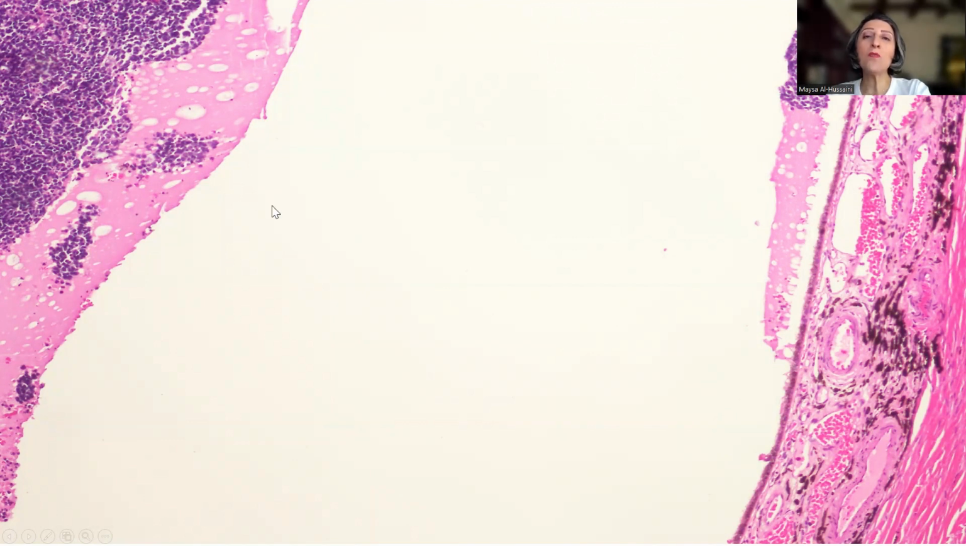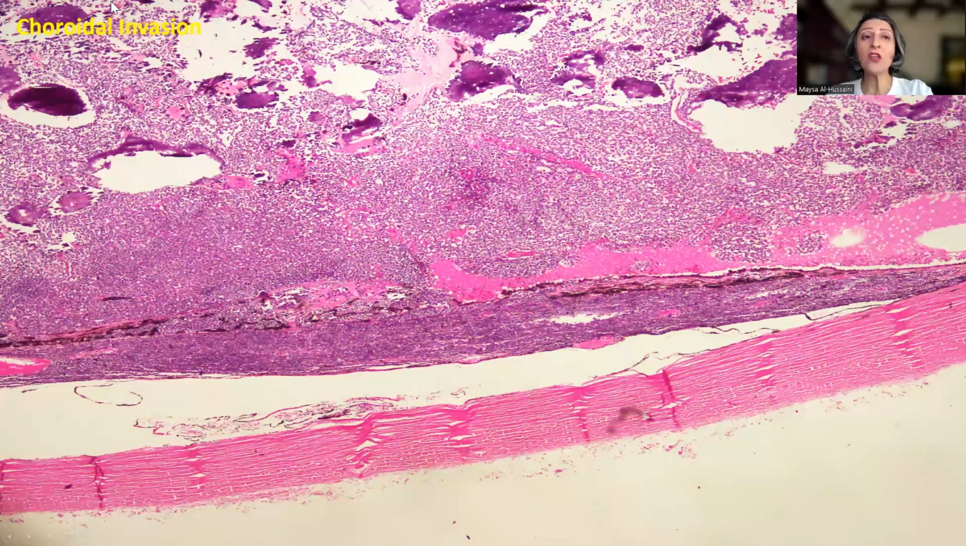But what is really important to report, and we should never release a report on retinoblastoma without commenting on two important structures, which is choroidal invasion and optic nerve invasion, because these are determinant of, for most part, the stage as well as the prognosis for the patient. So choroidal invasion is number one that we should really make sure this is reported in the pathology report on retinoblastoma. What do we mean by choroidal invasion?